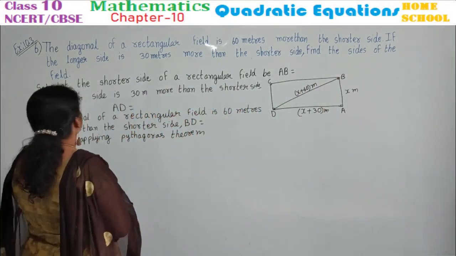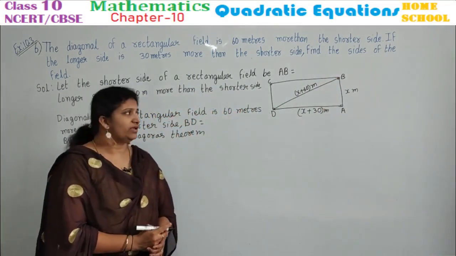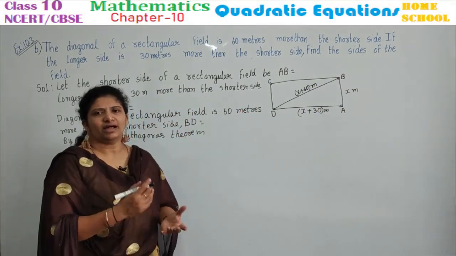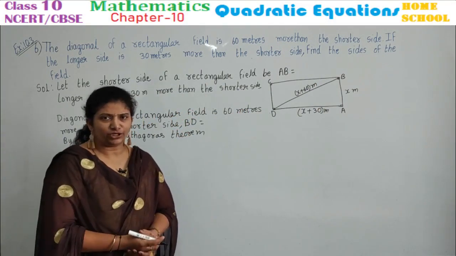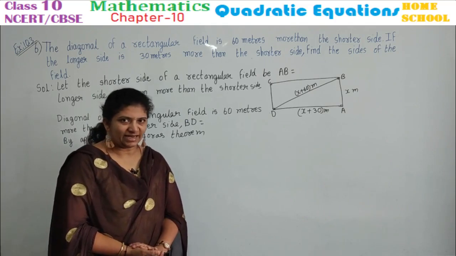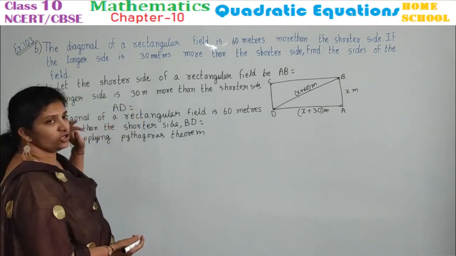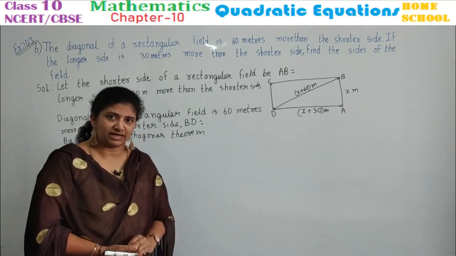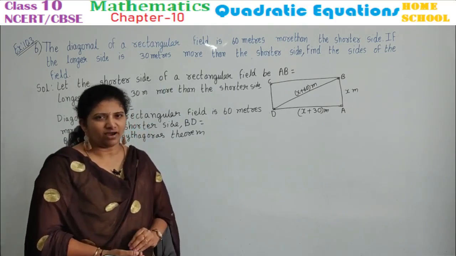Find the sides of the field. What we need to find? We need to find the shorter and longer side. That is nothing but length and breadth we need to calculate for a rectangular field. Let's start now. Our solution, as this is a verbal problem, we need to write the statements compulsorily. Those will carry some marks.